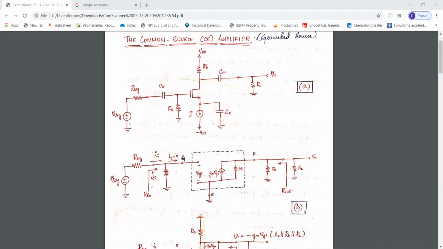And when I look from this side, this resistor is RG here, and whenever I look from this side, I will get the value of the resistance R in, and whenever I look from this side, we will get the output resistance R out. Okay, this much you need to remember. And this IG current into this MOSFET is equal to 0 because the gate resistance is very high.